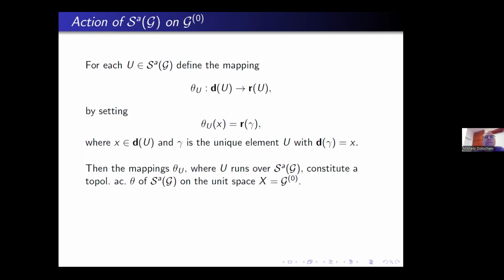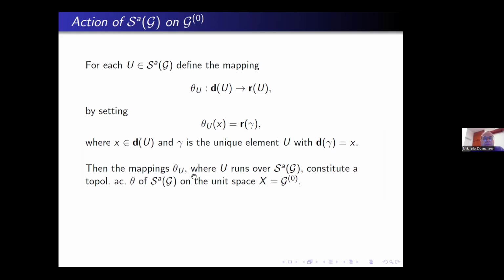But before doing that, we have some more definitions. So if you take a compact open bisection U, then you define this map theta U, defined on the domain of U with values in the range of U, and it just sends any x from the domain to the range of gamma. Since U is a bisection, for any x there is a unique gamma such that gamma is applicable to x, the unique gamma whose domain is x, right? So it's a very natural action.